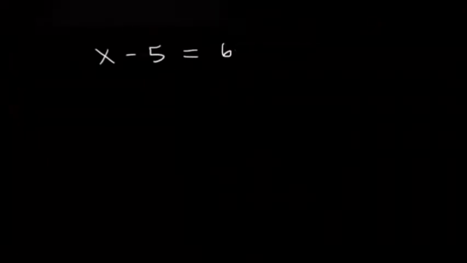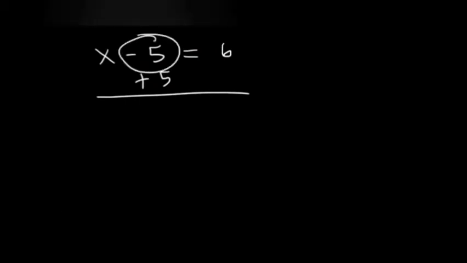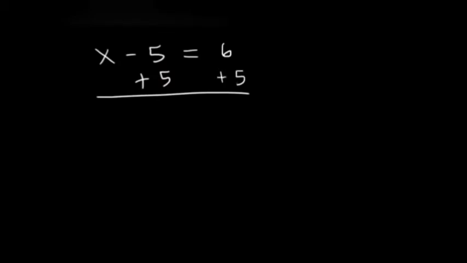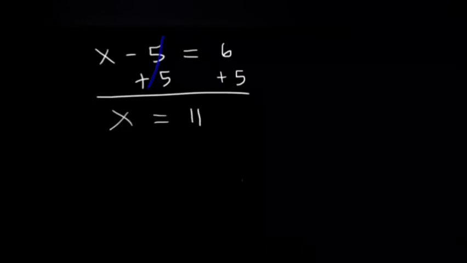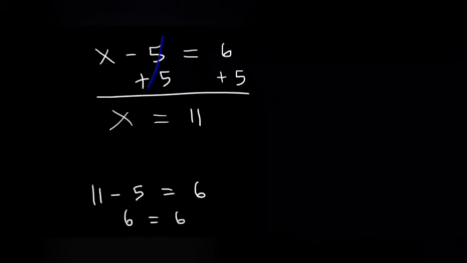Let's take another similar example. x minus 5 is equal to 6. Now, to cancel out the minus 5, you add 5 to both sides, which is the opposite of subtraction. When you do that, it's as simple as that. The 5 is cancelled by the other 5. So our x is equal to 11. So 11 minus 5 is equal to 6. 6 equal to 6, verified.